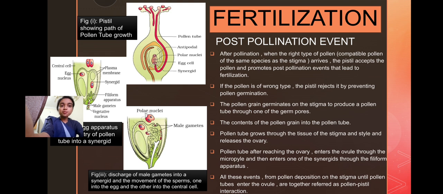The pollen tube grows through the tissue of the stigma and style and reaches the ovary. After reaching the ovary, the pollen tube enters the ovule through the micropyle and then enters one of the synergids through the filiform apparatus. All these events, from pollen deposition on the stigma until pollen tubes enter the ovule, are together referred to as pollen-pistil interaction.